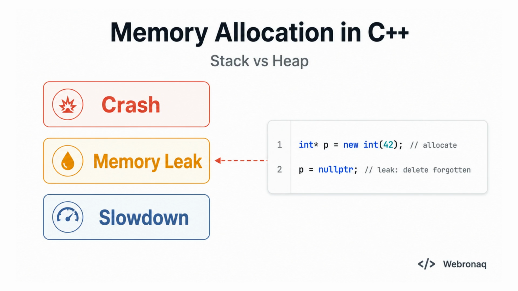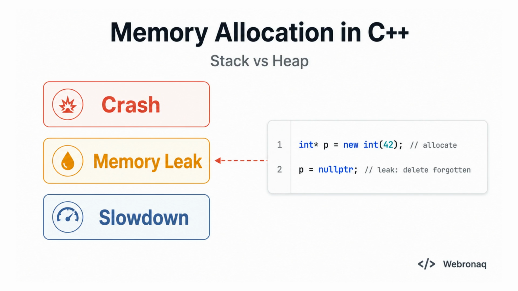In C++, you are directly responsible for memory decisions that other languages hide from you. Get it right, and your programs are fast and reliable. Get it wrong, and you get crashes, leaks, and hard-to-find bugs. Understanding memory allocation is not optional in C++, it is the foundation everything else is built on.